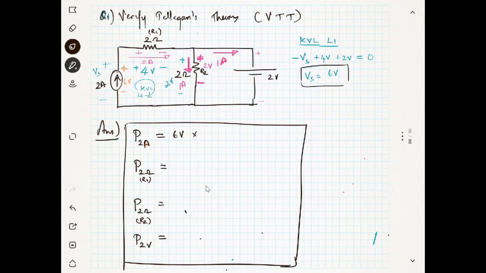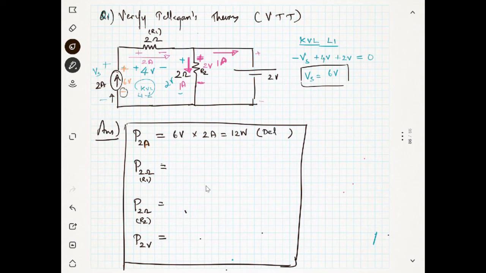So 6 volt multiplied by 2 ampere is equal to 12 watts. Now can you tell me the polarity here? You can see it is minus. So the current is going inside. So is it absorbed or delivered? Yes, it is delivered. I will just write DEL, delivered.